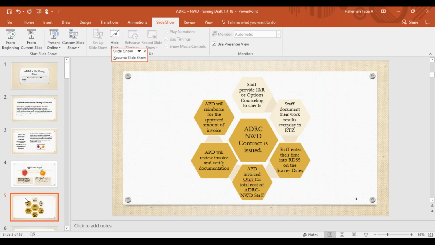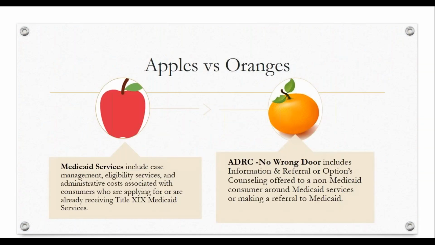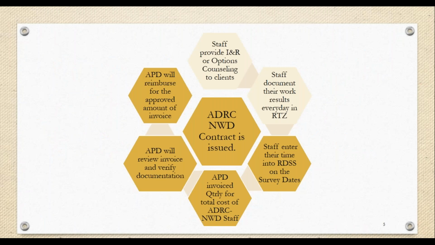So each month or each day, the work is being performed. And then once a quarter, your agency will invoice for the total cost of the ADRC No Wrong Door, and we will review the invoicing later. We will then be reviewing the invoice and verifying the documentation, and APD will reimburse for the approved amount of the invoice. This program, because of the Medicaid match, does require us to verify the documentation. So that will be something new that is going to be a requirement for your agency.